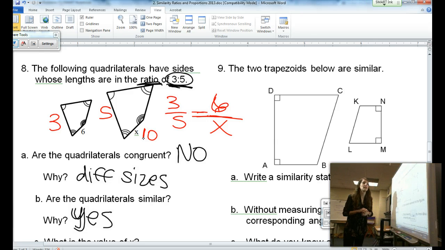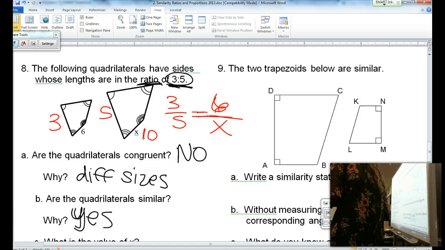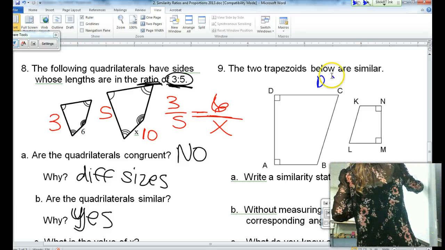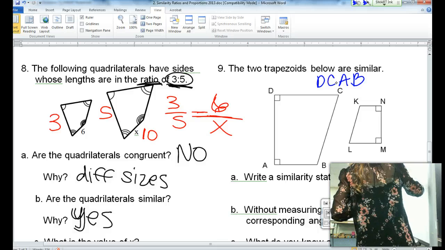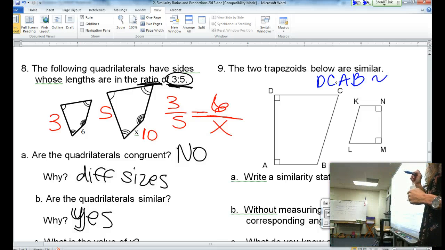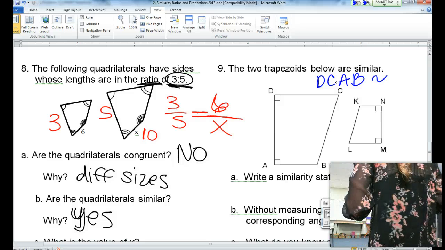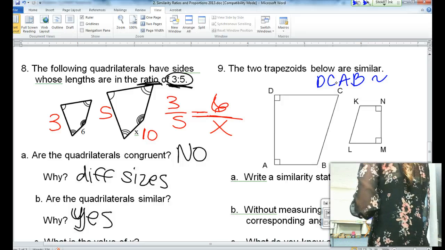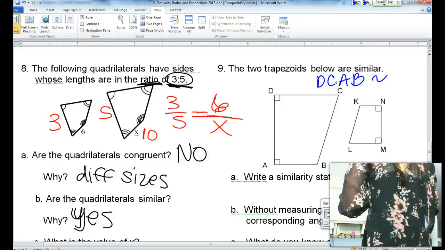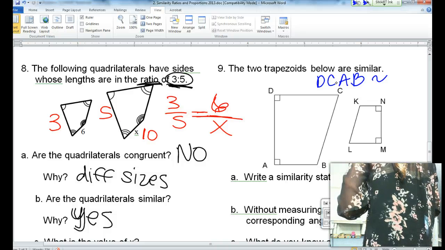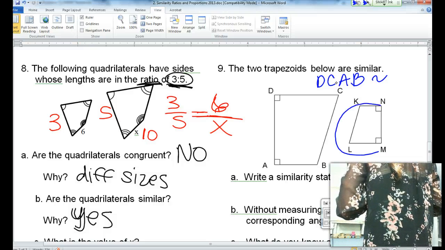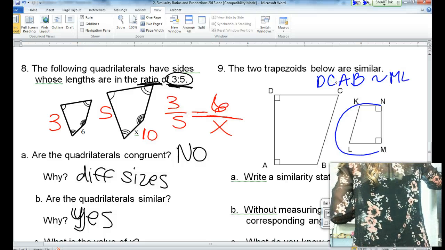Dimitri, write a similarity statement for the figures. That just means list the letters in order. That's all that means. I'm ready. D, C, A, B. Okay, D, C, A, B. Squiggly, because squiggly means similar, is similar to? Well, wait, if you started with D, D has a right angle, so we need to do the same exact order. M, L, N, K. M, L. No, you need to go in order. You can't jump. M, L, K, N. Yep. M, L.